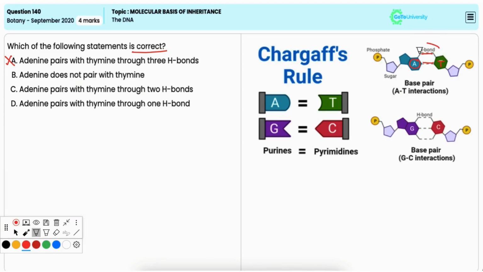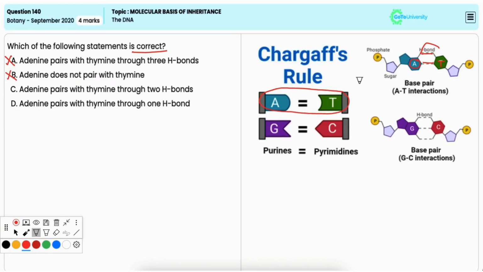Option B, adenine does not pair with thymine. This is also incorrect because adenine does pair with thymine in DNA, and this is one of the fundamental base pairing rules of DNA, which is known as the complementary base pairing rule.